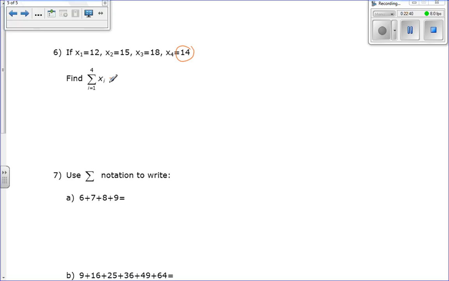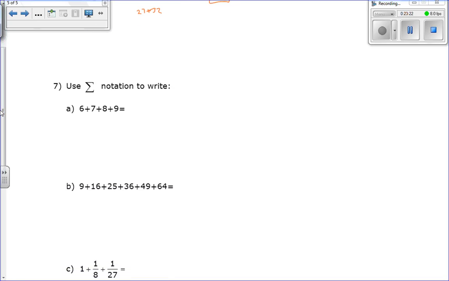So this would be 12 plus 15 plus 18. Well, we'll go with it because we're going from 1 to 4. Plus 14. I need to add all those up. This is 27 plus 32. So 27 plus 32 is 59. They gave you all the terms, all you had to do is add them up.